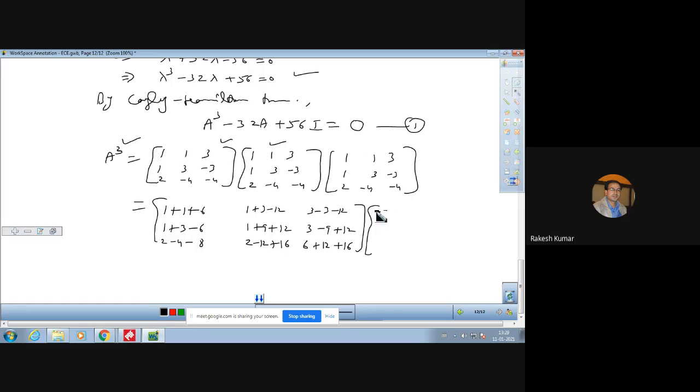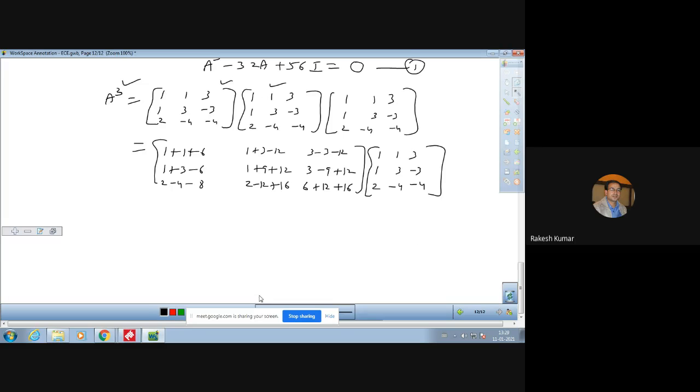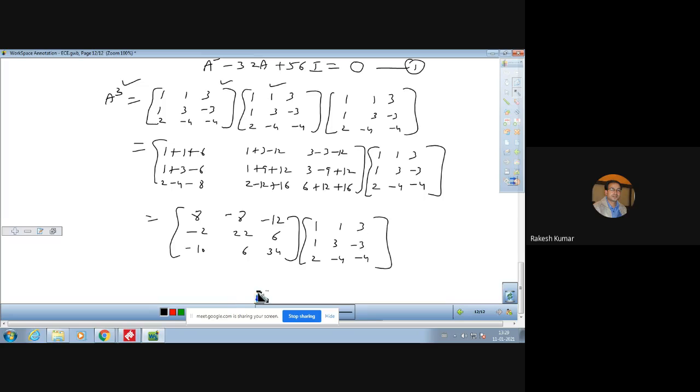And with this we have a matrix 1, 3, minus 3, 2, minus 4, minus 4. So let us write down the value of this. Now it comes out to be minus 2, 22, 6, minus 10, 6, 34, and this is 1, 1, 3, 1, 3, minus 3, 2, minus 4, minus 4.